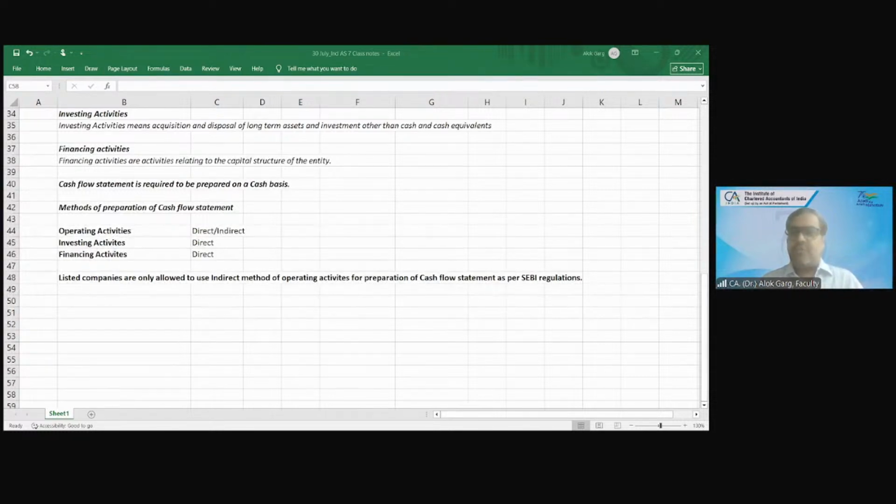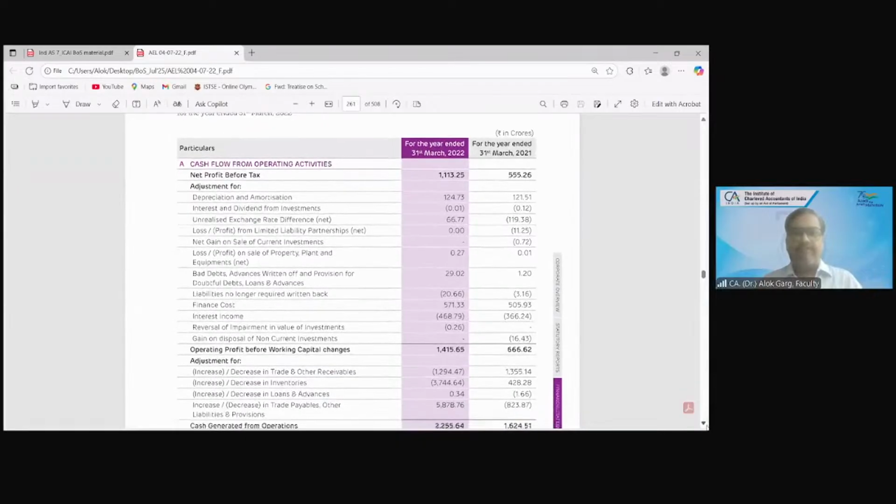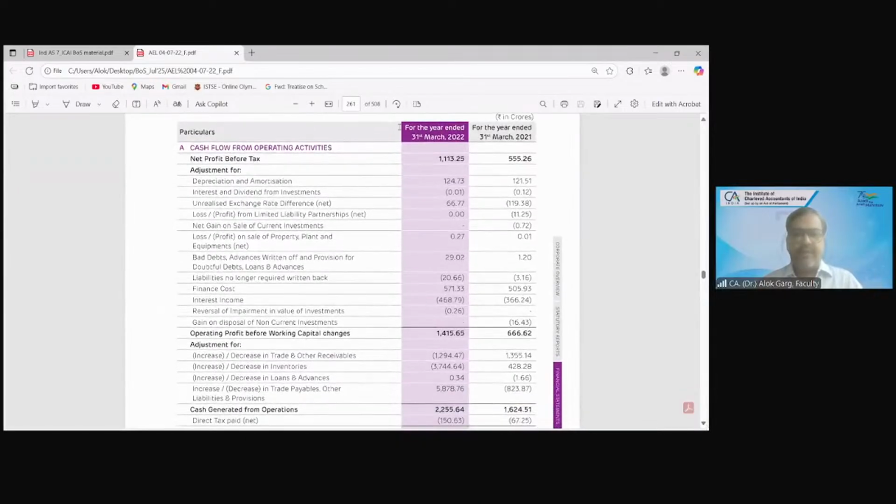So I am opening the cash flow statement of Adani Enterprises Limited, one of the large listed companies. Please let me know if it is visible. The numbers are in crores. Yes, sir, visible.